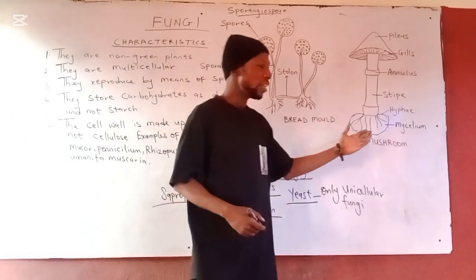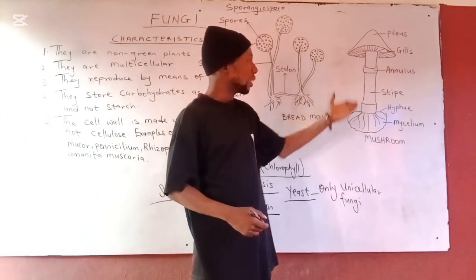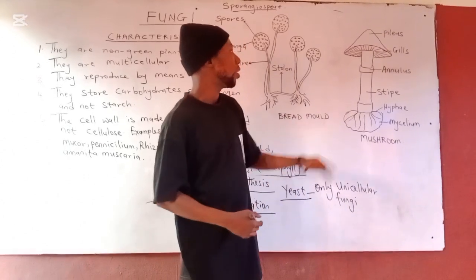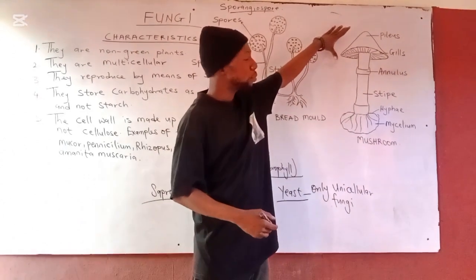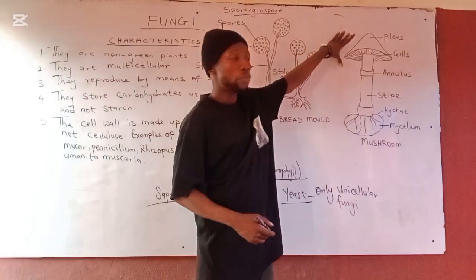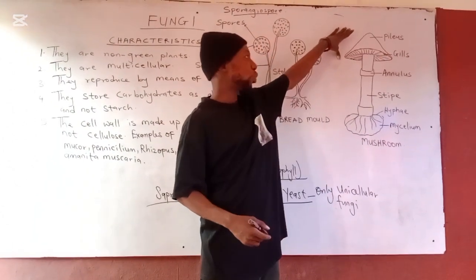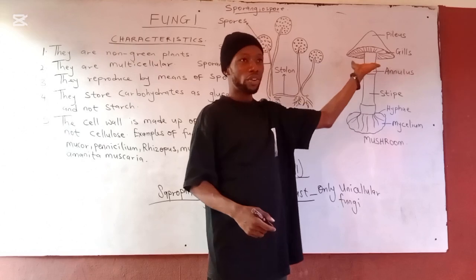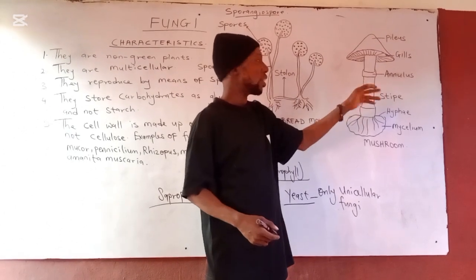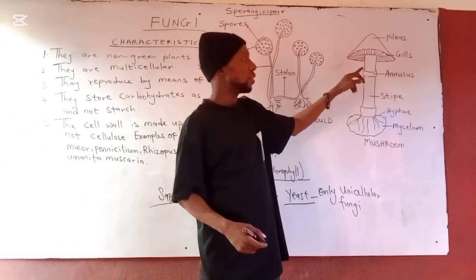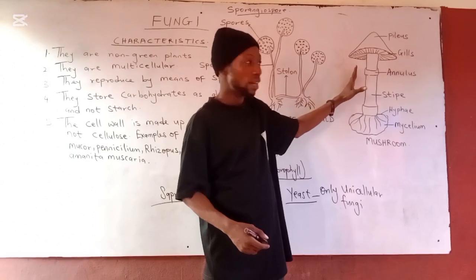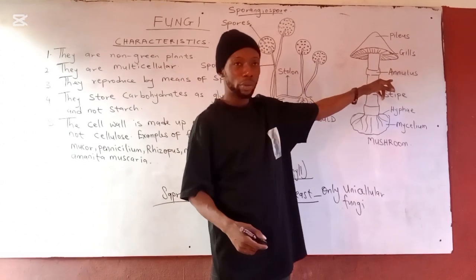Here is the mushroom. Let's look at the typical diagram of the mushroom. The umbrella-like structure we have above is the pilus. We have the gills underneath the pilus. Then we have the annulus. This diagram is very important for exams. This is known as the annulus.